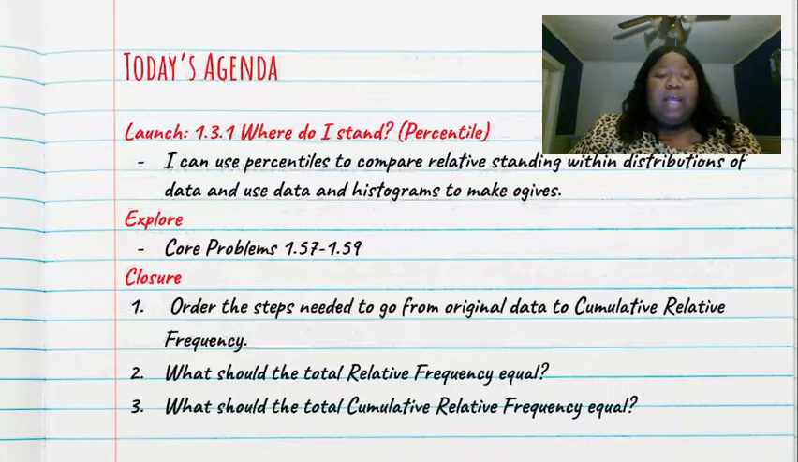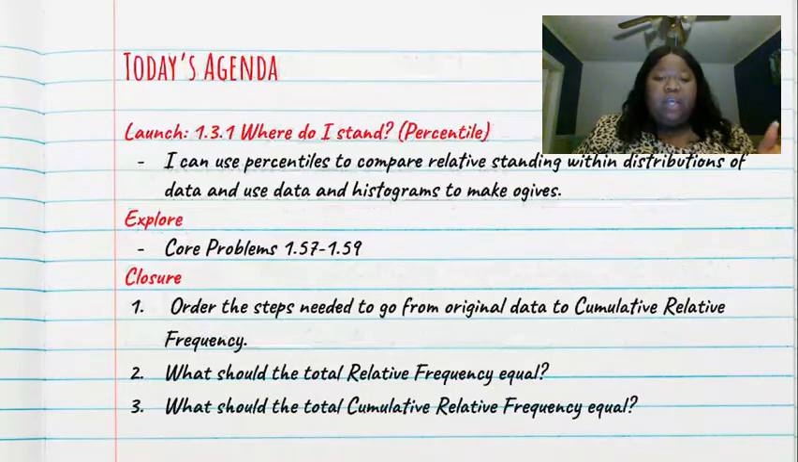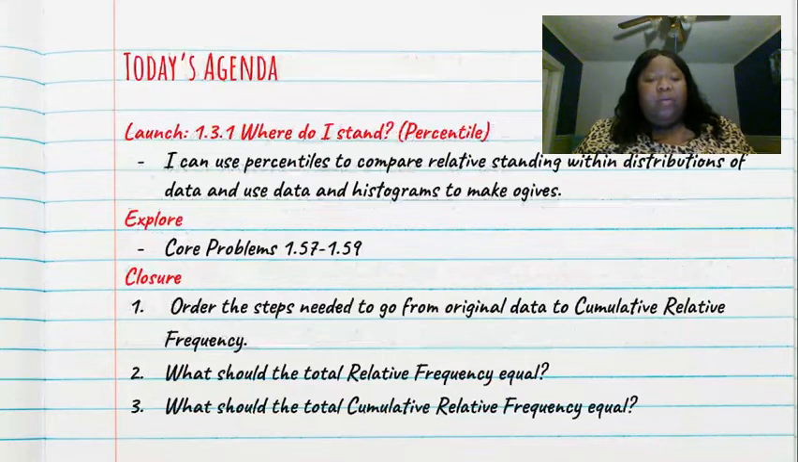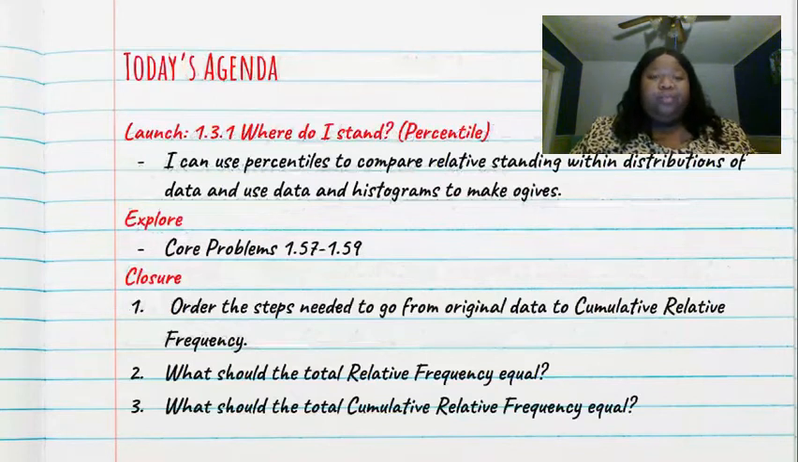Your closure for today is to order the steps needed to go from original data to a cumulative relative frequency, and what should the total cumulative relative frequency equal?